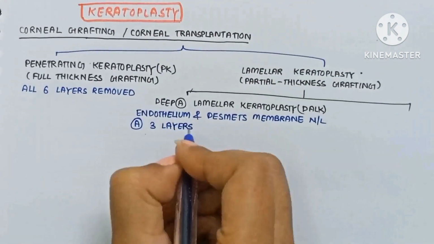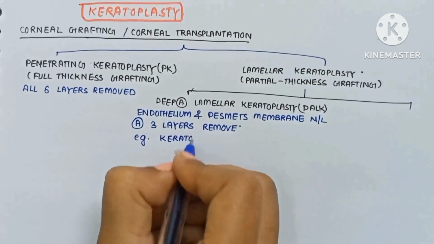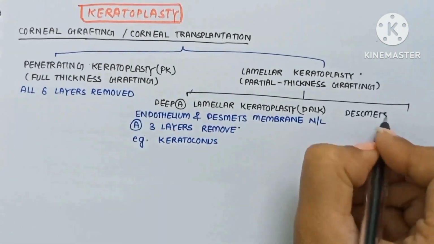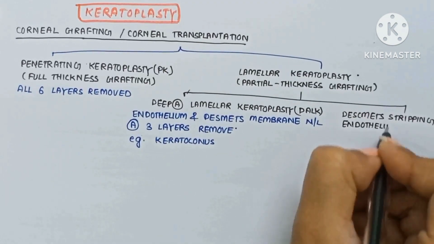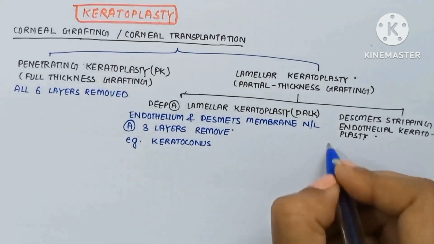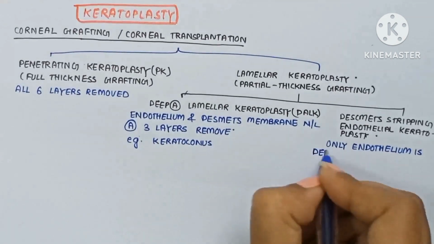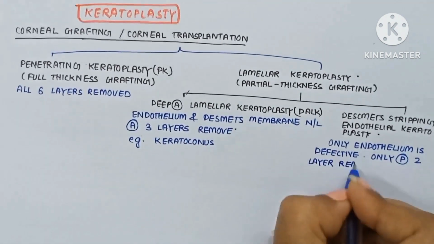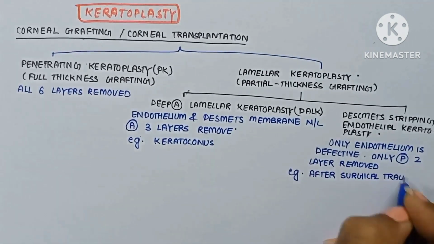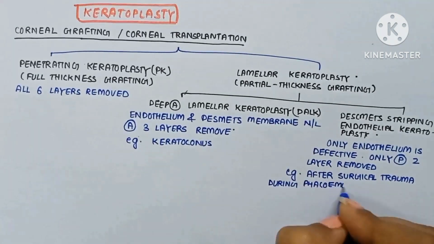Anterior 3 layers are removed. Example: in keratoconus. The other is Descemet's stripping endothelial keratoplasty, where only the endothelium is defective and only the posterior 2 layers are removed. Example: after surgical trauma during phacoemulsification.